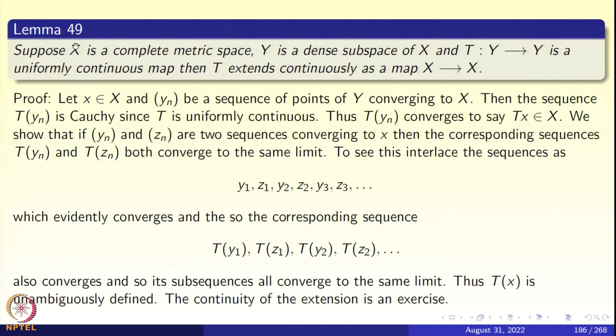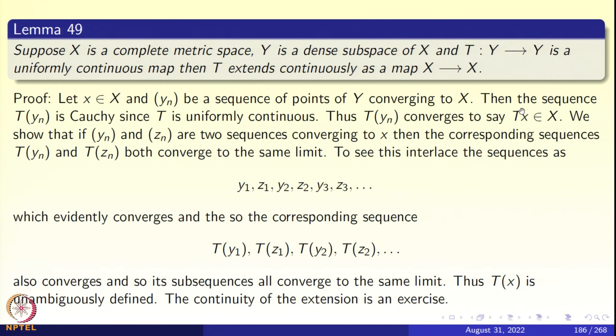Because Y is dense in X, I can select a sequence Yn in capital Y converging to x. Now look at the sequence TYn. TYn is going to be a Cauchy sequence because T is uniformly continuous: the distance between TYn and TYm is less than or equal to epsilon for all n, m greater than or equal to n naught, because of uniform continuity of T. So, because TYn is Cauchy and the metric space X is complete, remember L2 of R is a Hilbert space, it is complete, TYn converges to some point, let us call that point Tx, and we want to say that Tx is the image point that we are looking for.